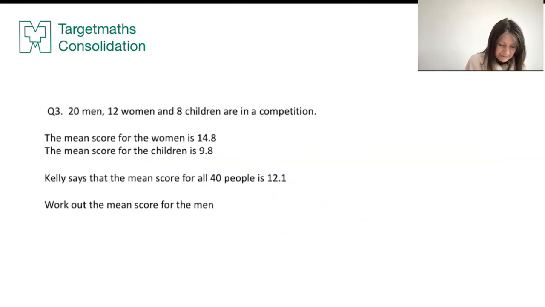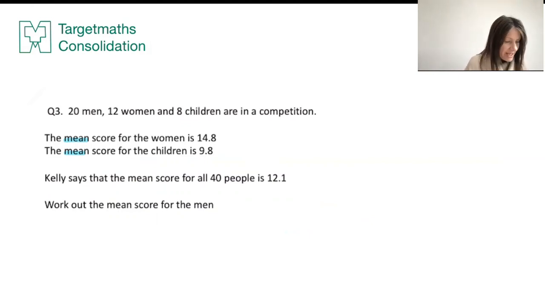Okay, so keyword, it's all over this story, isn't it? Mean. So I'm reading the mean. I've got to work out the mean score for the men, and that requires my knowledge of mean to be used. So add them all up, divide by how many are there. I know how many men, women, and children there are, and I know the mean. I know the actual answer. What I don't know is all those individual totals that get added together.